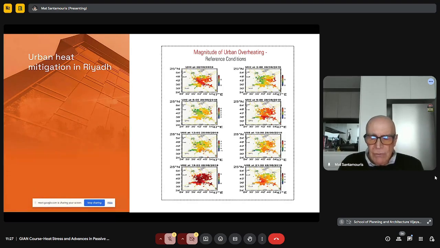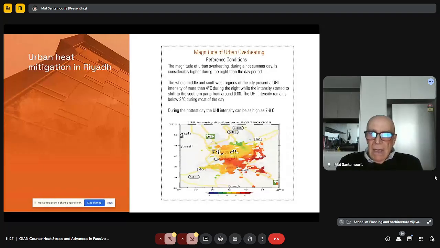Why is this important? Because of heat from the surrounding areas, which is mainly the desert, to the city. So we have to know not only what is happening at the city level, but what is happening at the surrounding, because this defines the advection of heat, the transfer of heat from the surrounding to the city, or vice versa.